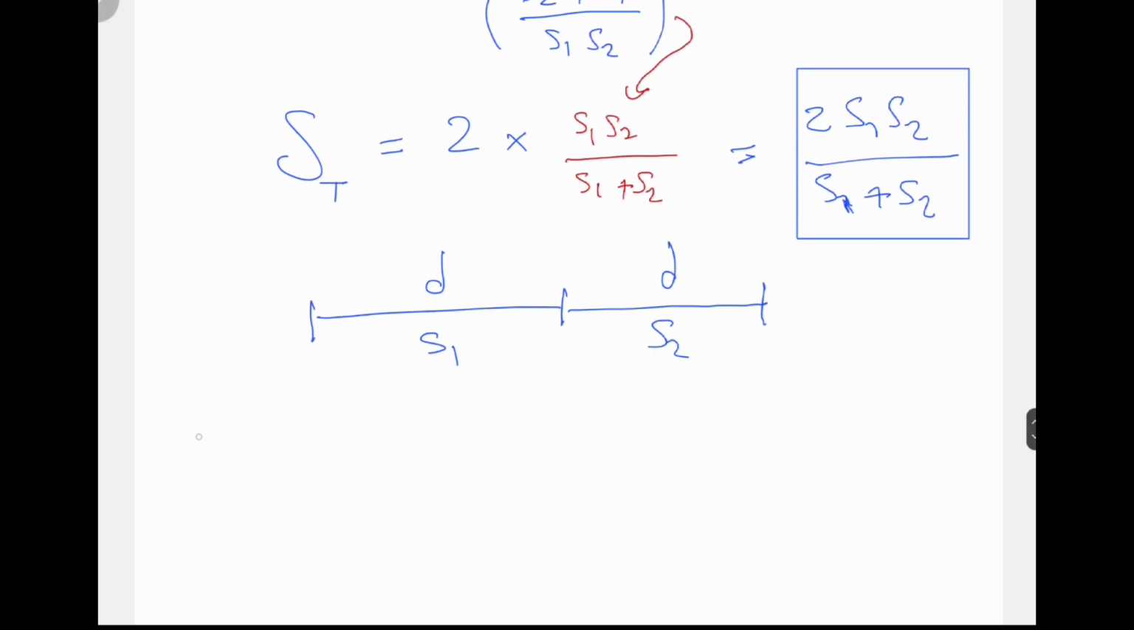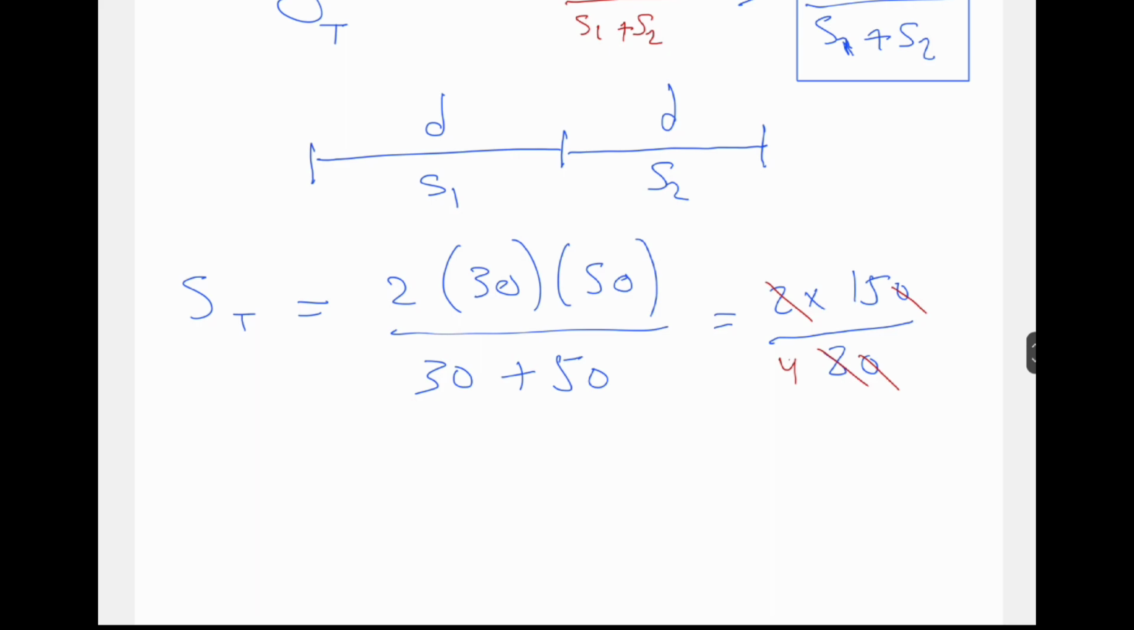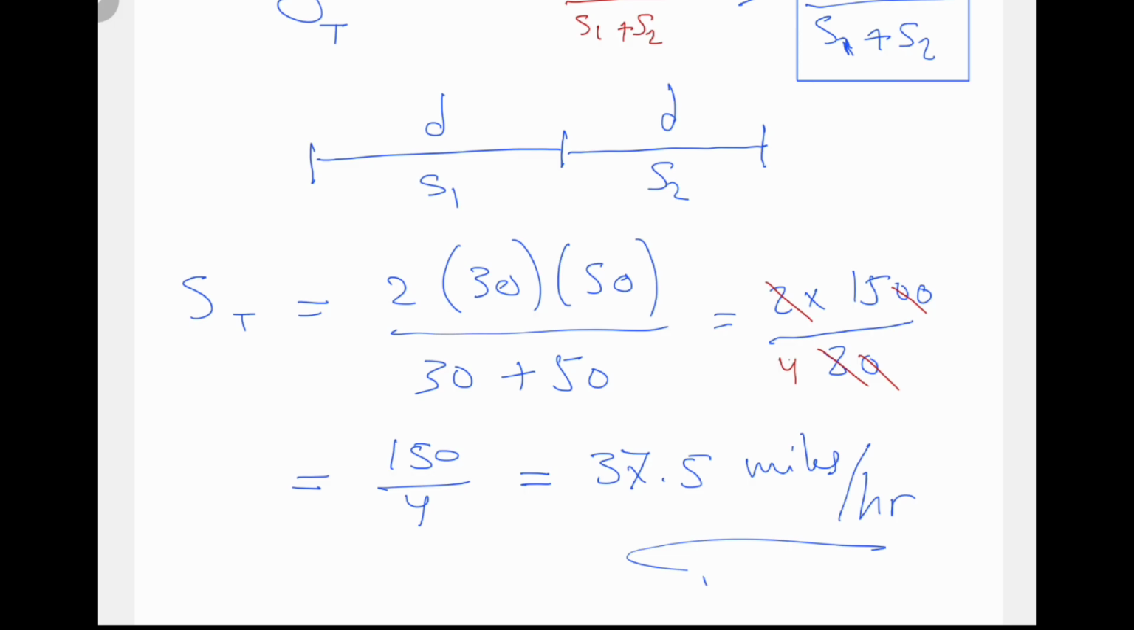So in this case, if you test it, so 2 times, the first speed is 30, the second speed is 50 miles per hour, divided by S1 is 30 plus 50, and the answer will be 2 times 1500 divided by 80. So again, this 0 cancels out. 2 with 8 will be 4. And of course there's an extra 0, so that will be equal to 150 divided by 4, which is equal to 37.5 miles per hour. The same answer.